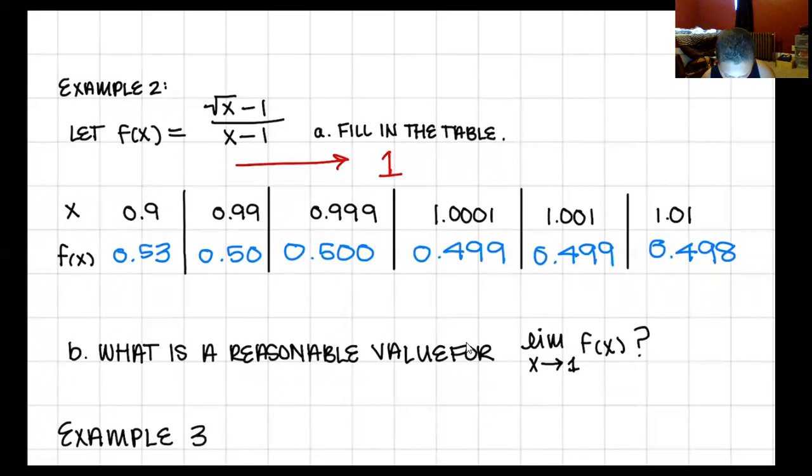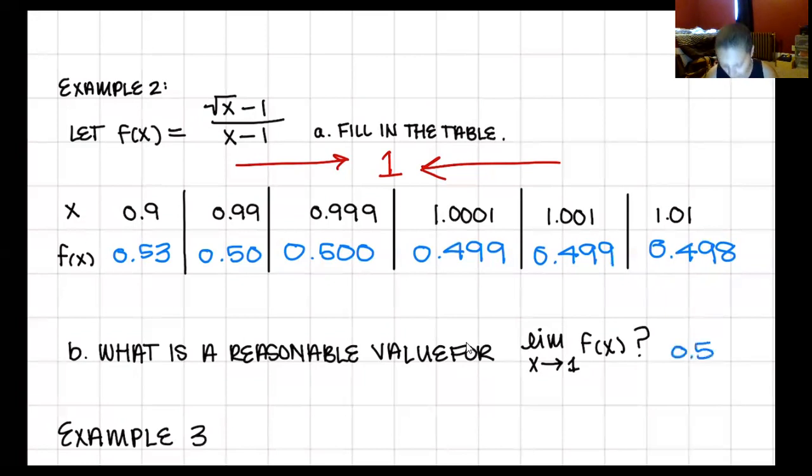And when I look at the last 3 entries, I'm getting closer and closer to 1, but I'm starting just a little bit past 1. So clearly I'm approaching 1. And now let's look at the values in this table. I've got values of something around 0.5, and then I've got values around 0.499 repeating. Well, to me, it clearly shows that as we get closer and closer to 1, our values are getting closer and closer to 0.5.